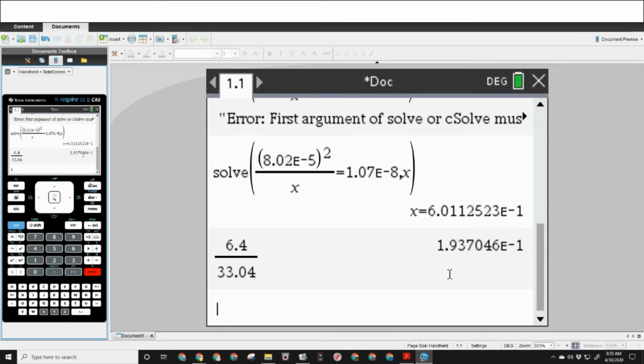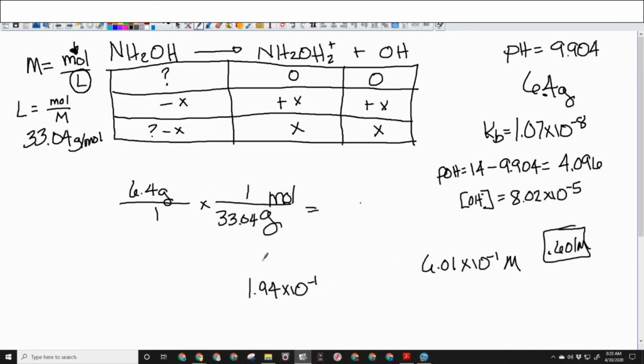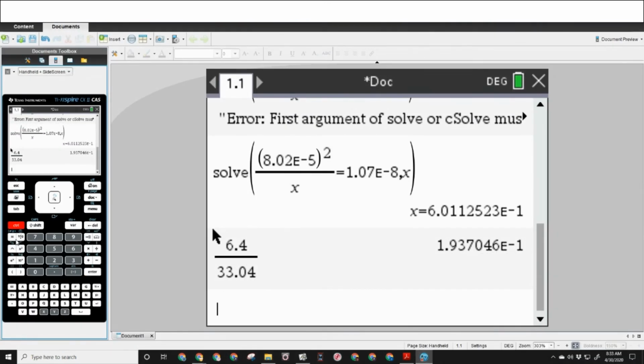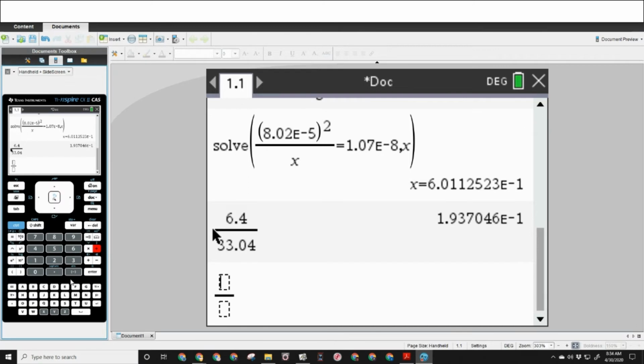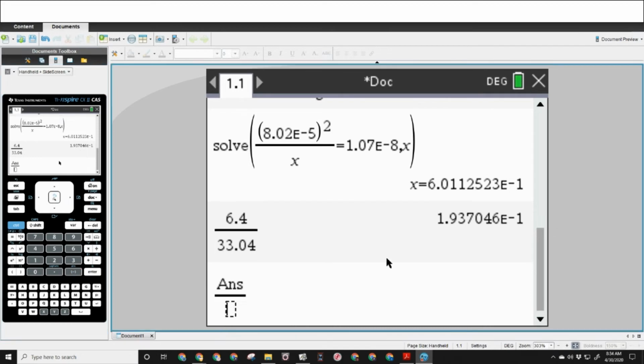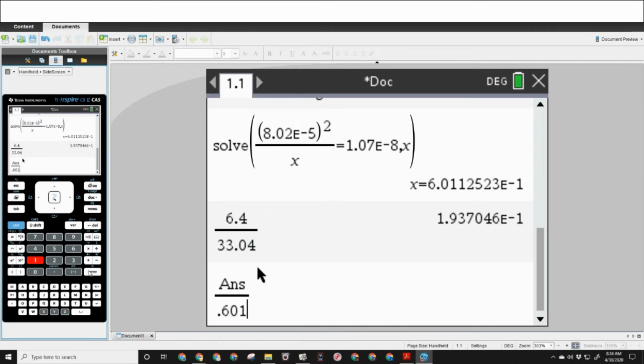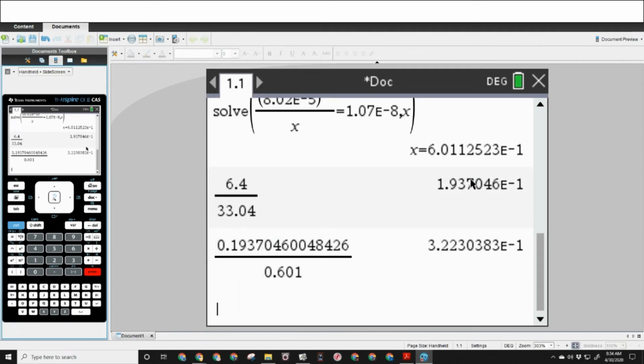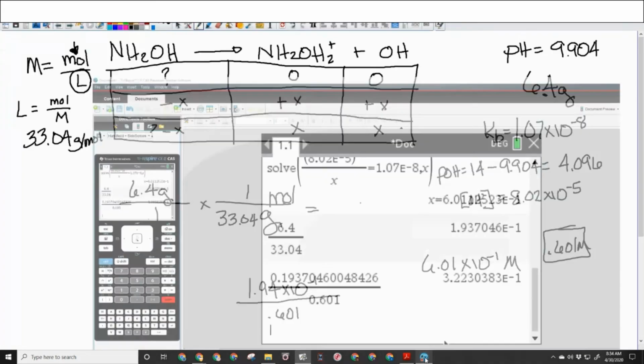(1.94) times 10 to the negative 1. So that's what that is. All right, so that's the number of moles divided by our molarity. If you put in this answer divided by the molarity, 0.601, that should tell us how many liters. Okay, so we got 0.322 liters.